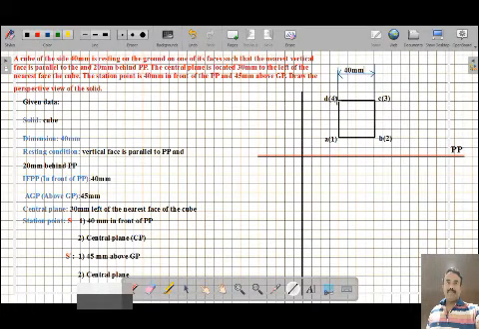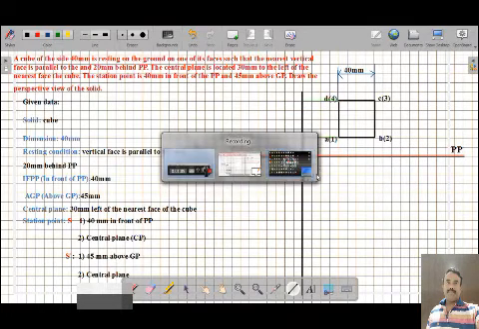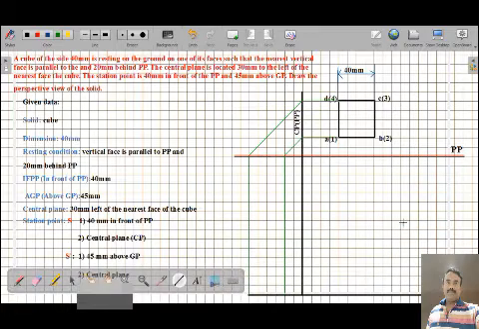From all the corners, draw a line till it reaches the central plane, which is considered to be a picture plane also. Now draw the side view in such a way that you have to draw the side view from the GP line.